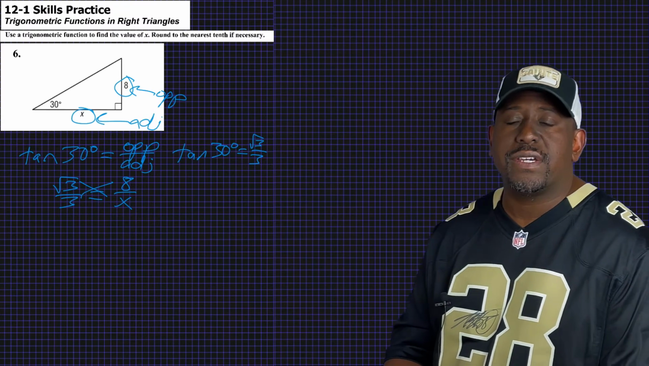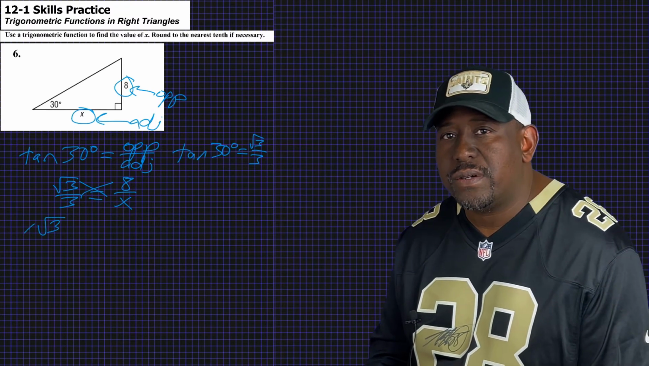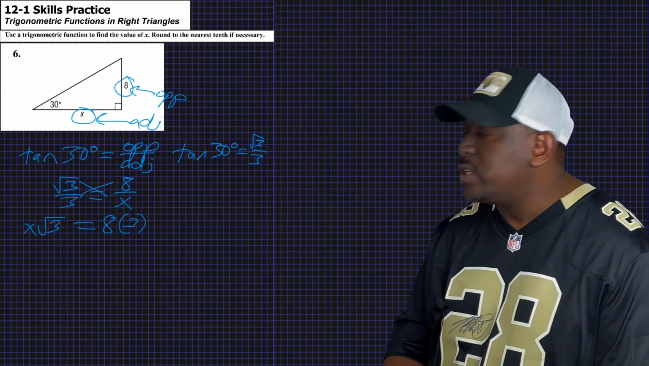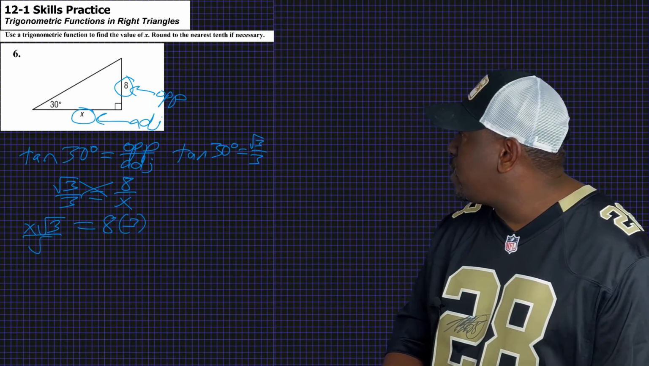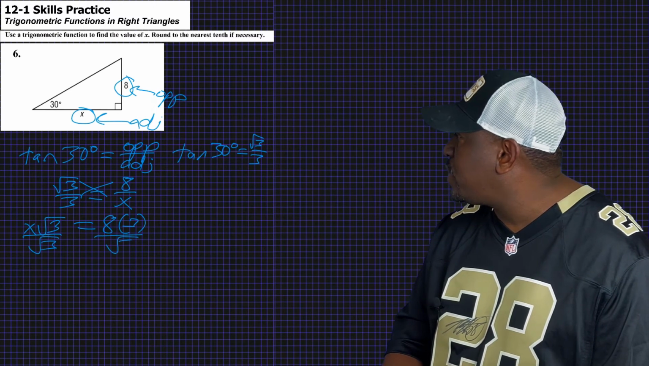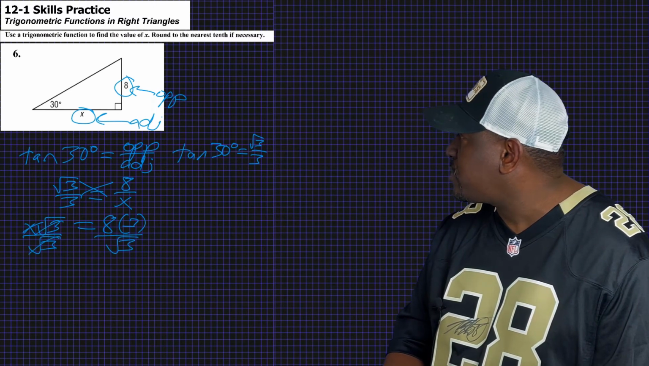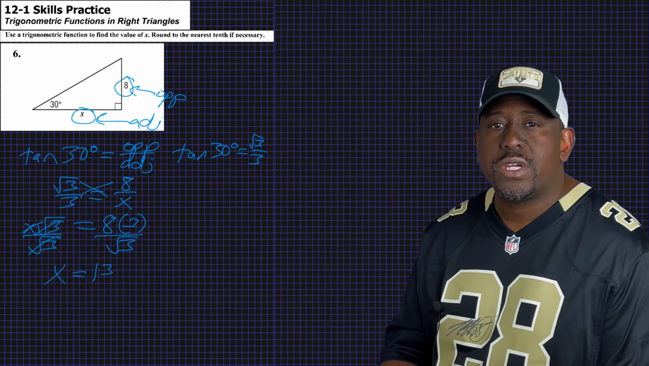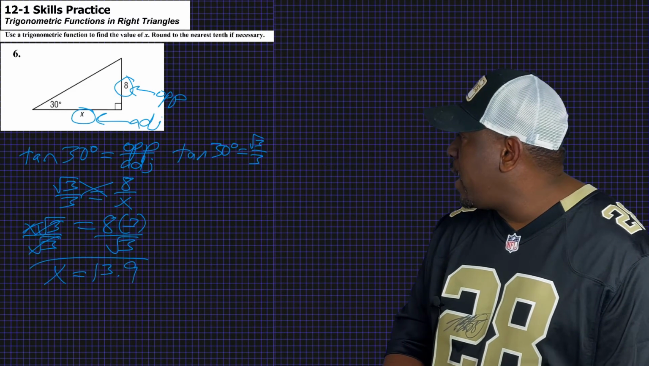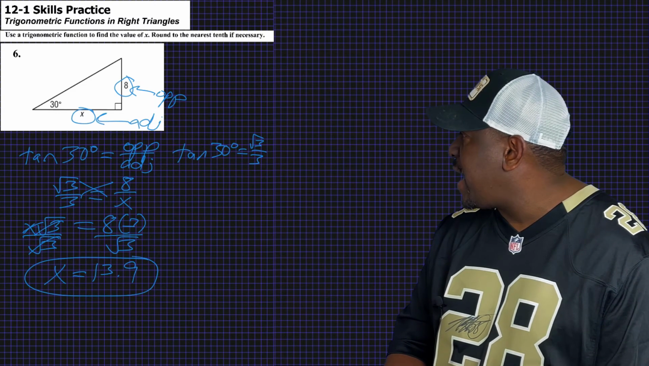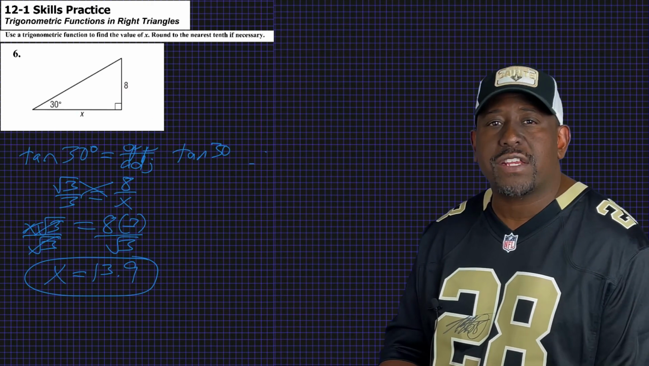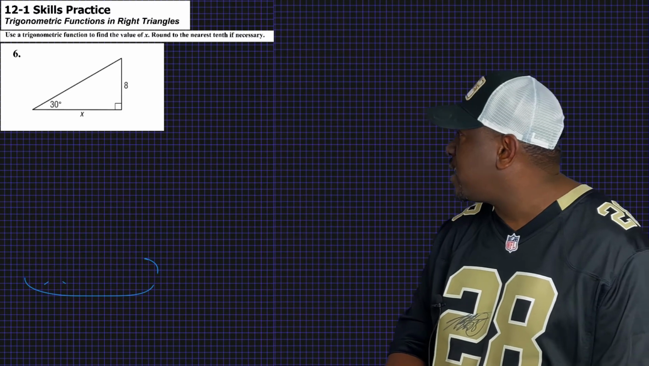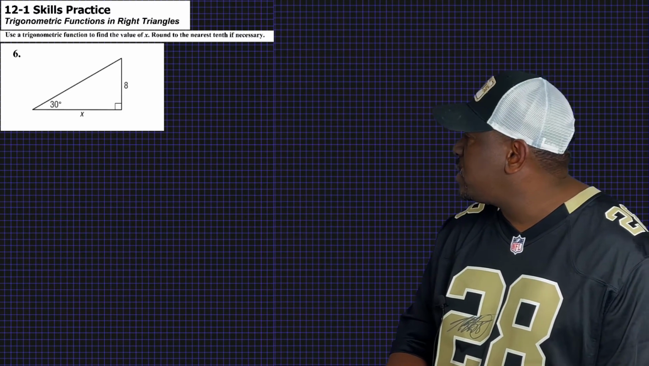So now using the concept of proportions, we cross multiply. We end up with x times the square root of 3 equals 8 times 3. We divide both sides by the square root of 3 to get x. And x is going to equal 8 times 3, which is 24, over the square root of 3. You get a calculator and divide that, and x is going to equal approximately 13.9. Again, if you get your calculator, you will see that's the answer. So we have solved for x.